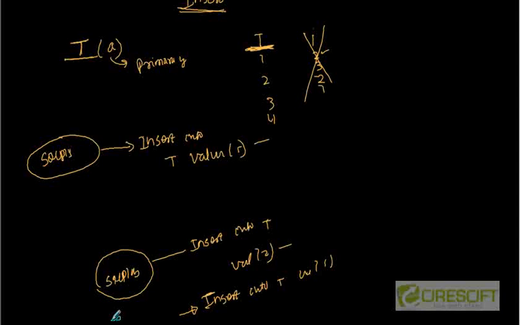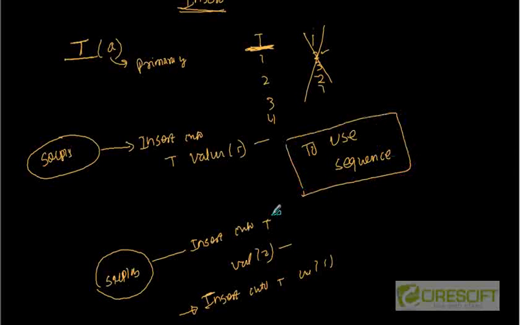So the solution to this kind of problem, when we have a primary key constraint and we are trying to insert, is to use a sequence. Okay, now let's go to the next statement.